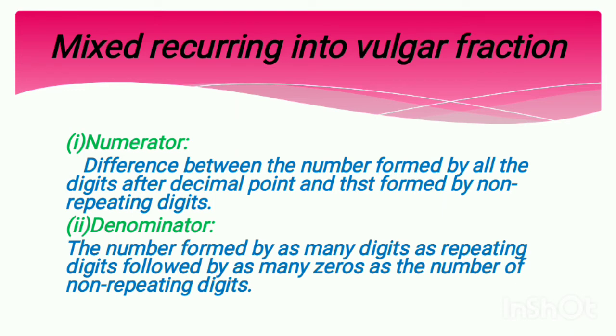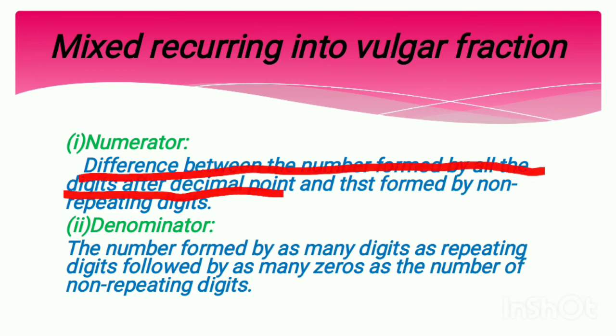Okay, let's learn recurring into vulgar fraction. How to convert a mixed recurring decimal into a vulgar fraction, that we are about to discuss now. For numerator and denominator we have separate procedures. Let's read how to form the numerator of that vulgar fraction from the recurring decimal. Numerator is nothing but the difference between the number formed by all the digits after the decimal point and that formed by non-repeating digits.